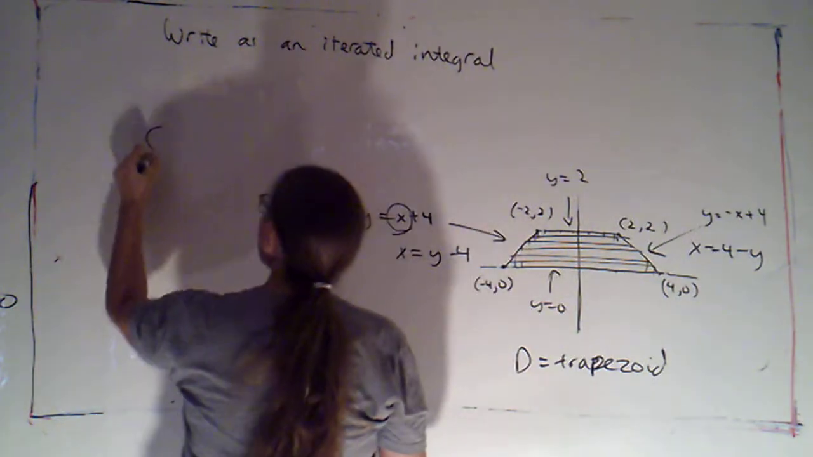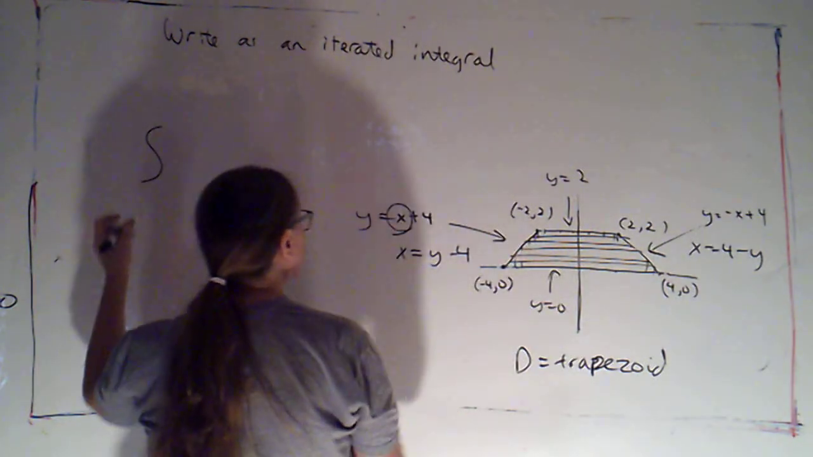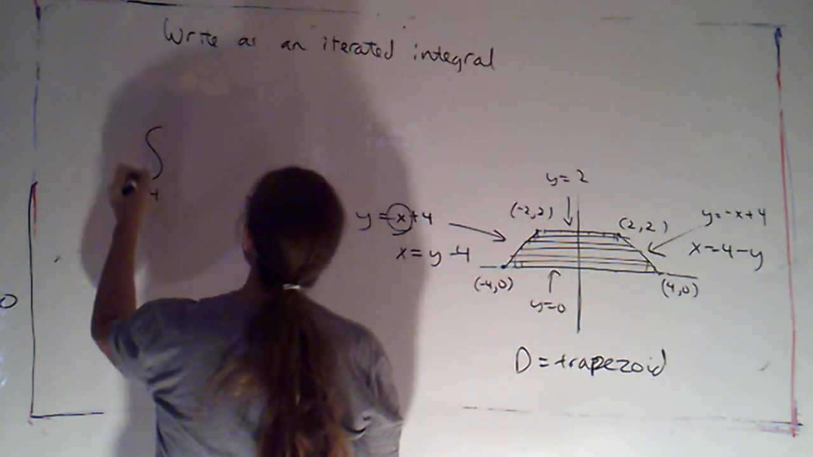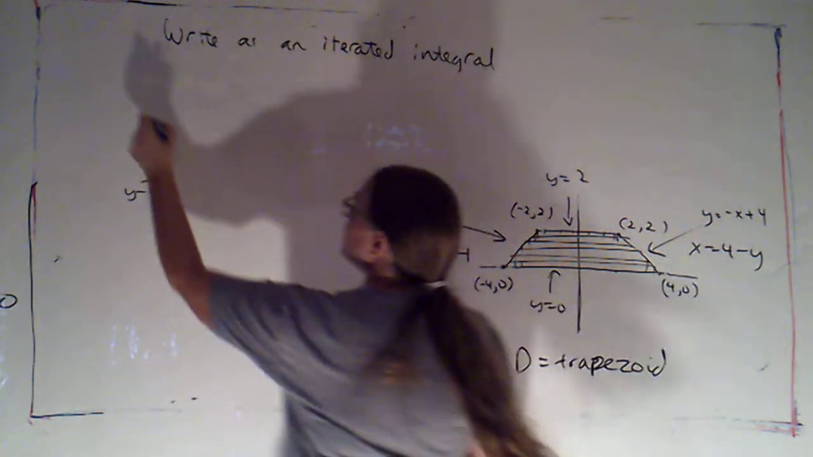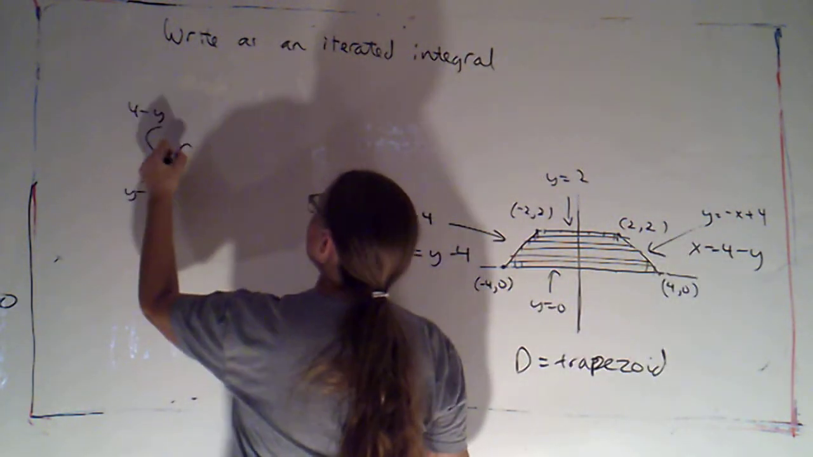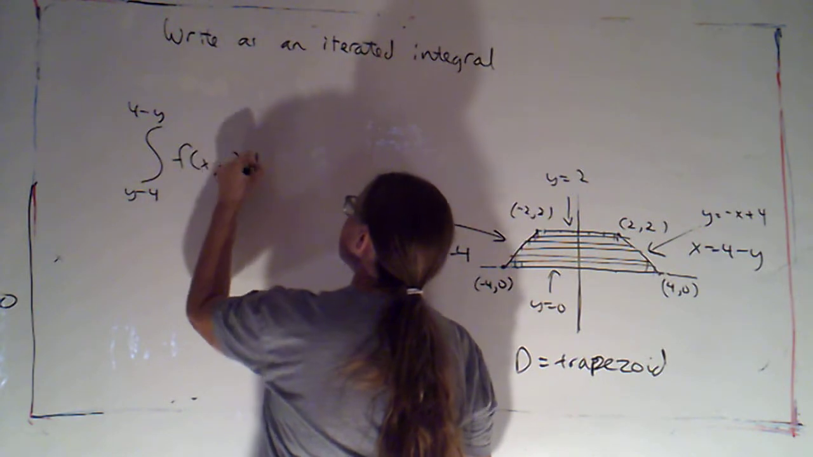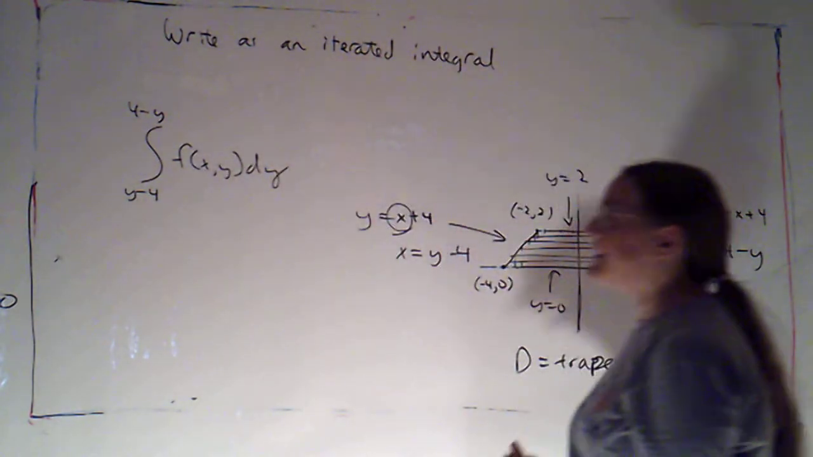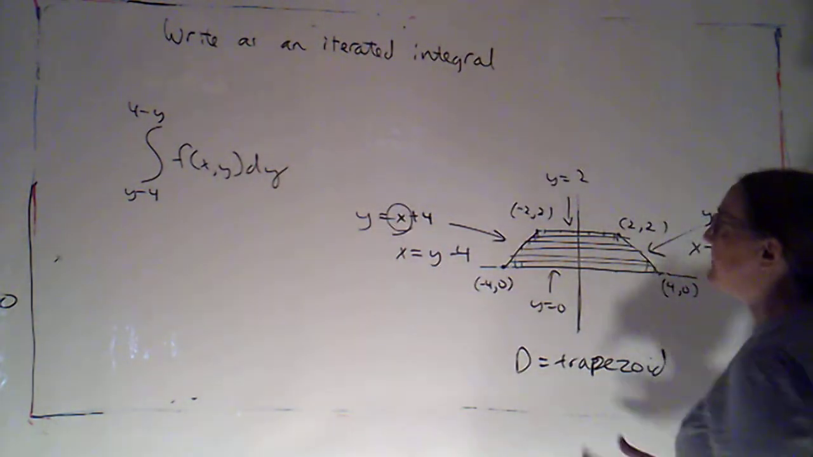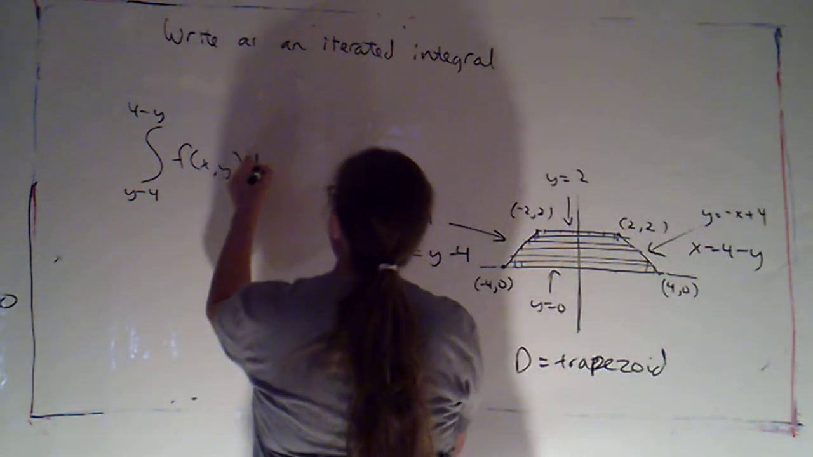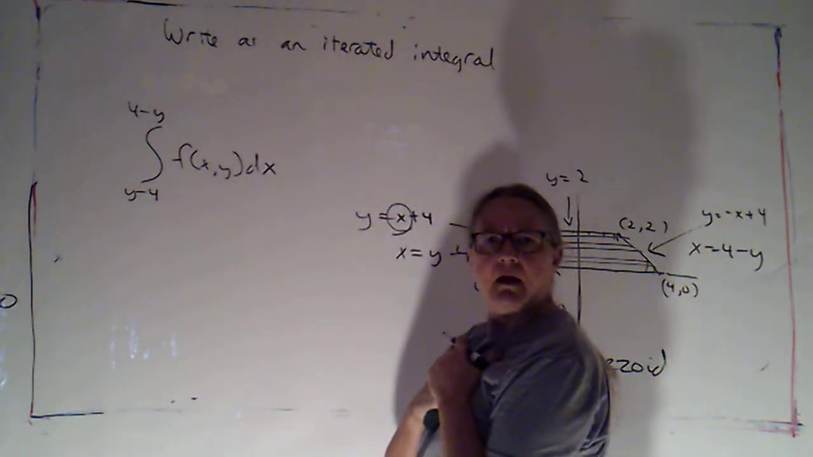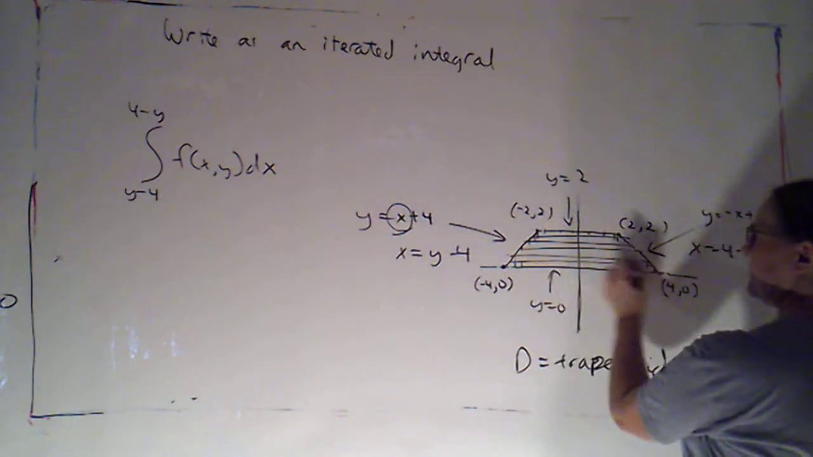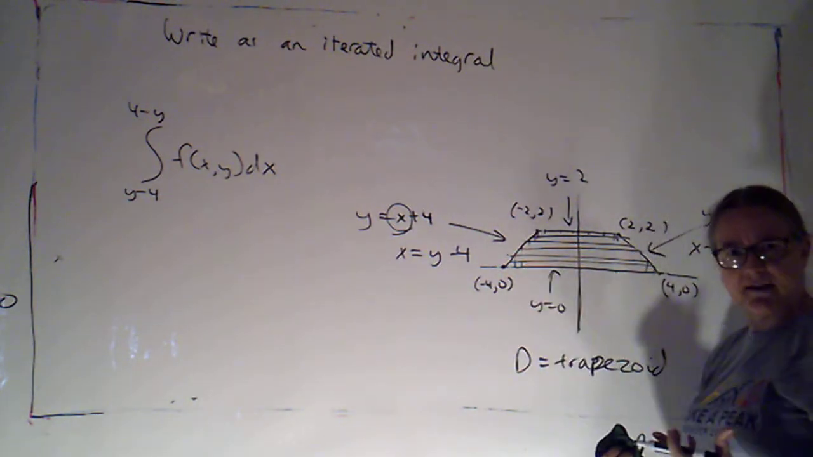So my inside integral, I'd be going from left, which is y minus 4, to right, which is 4 minus y, f of x y dy. That's going to give me my cross-sectional area. I'm sorry, f of x y dx. Oh my goodness, that was bad. I was going from left to right. If I'm integrating left to right, that is dx.